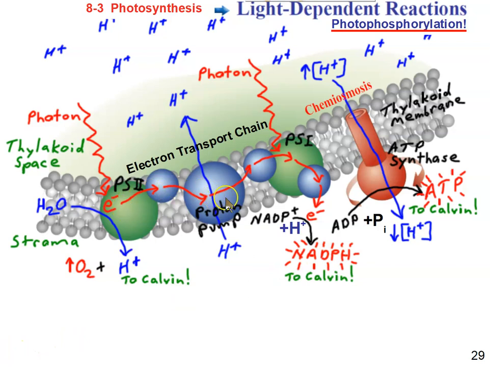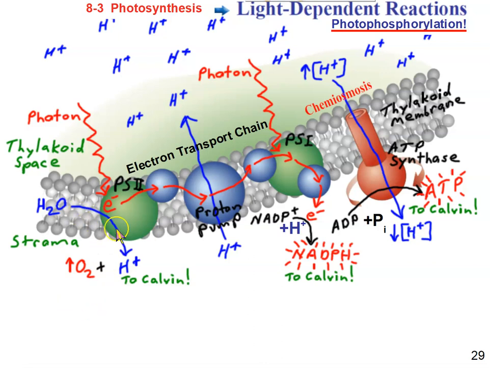So this chain of proteins in the thylakoid membrane that transport electrons is referred to as an electron transport chain. And interestingly, we're going to see an electron transport chain when we study aerobic cellular respiration too. So don't get them confused. There's an electron transport chain in both processes, and they both are functioning in a similar way.